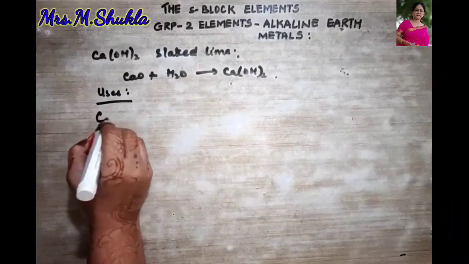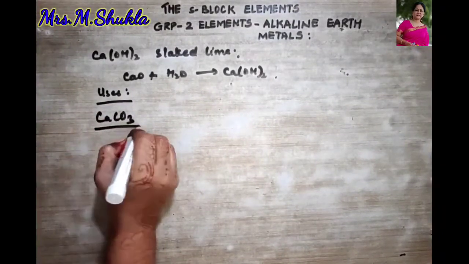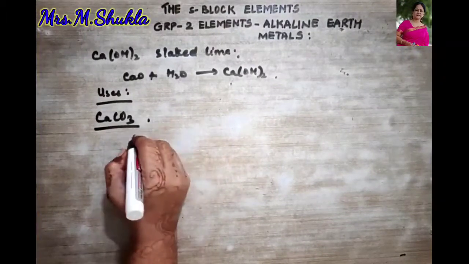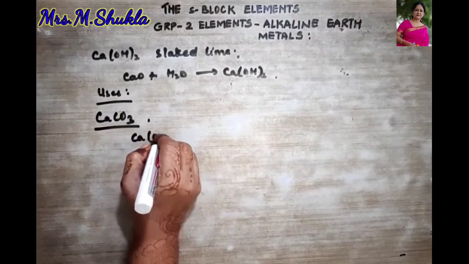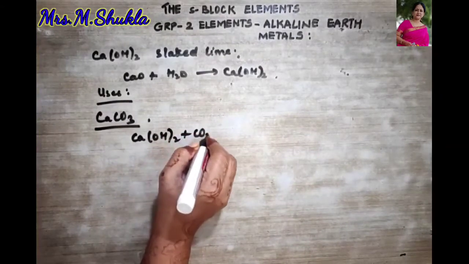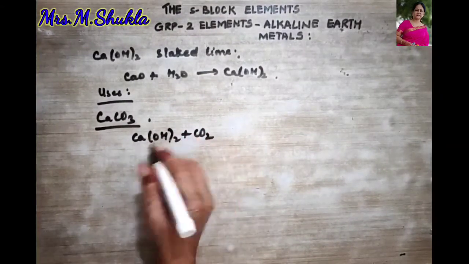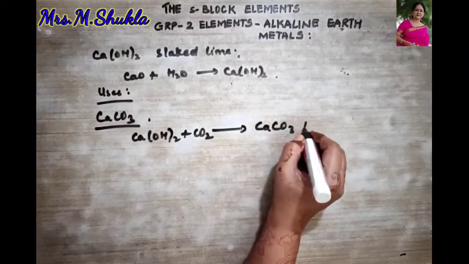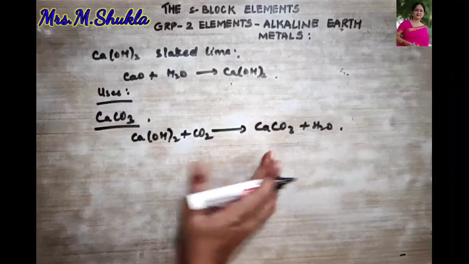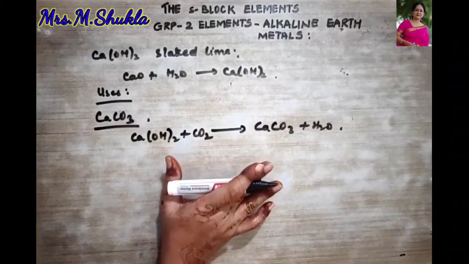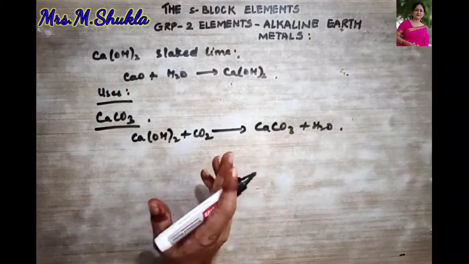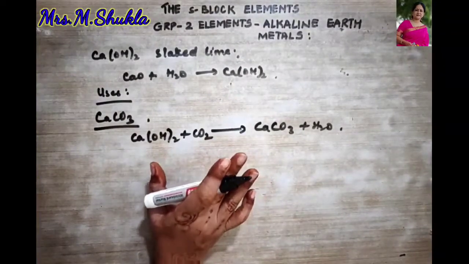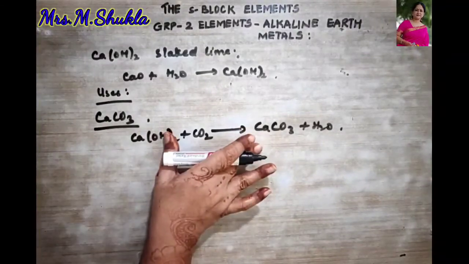Next compound that we have is calcium carbonate, right? It is prepared by passing carbon dioxide through slaked lime. So Ca(OH)2 plus CO2. When we pass carbon dioxide through slaked lime, we get calcium carbonate and water is given out. Now, what are the uses of this? It is used for making building materials, in the form of marble. Then it is used for the manufacture of quicklime.